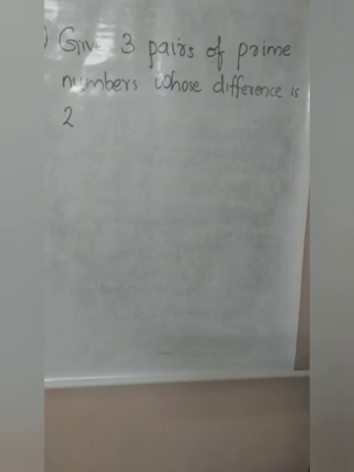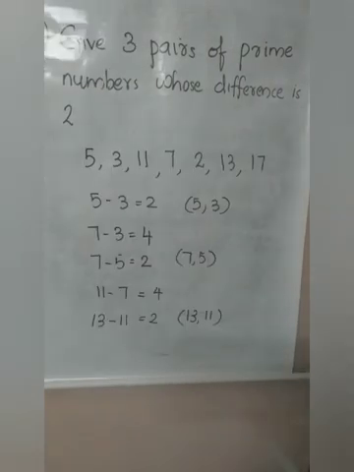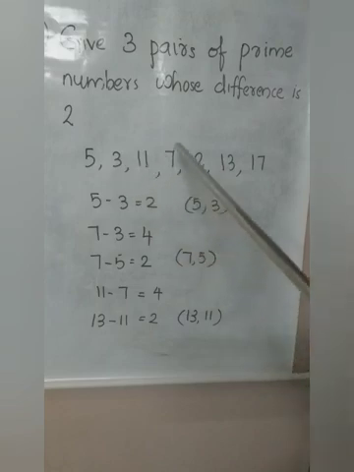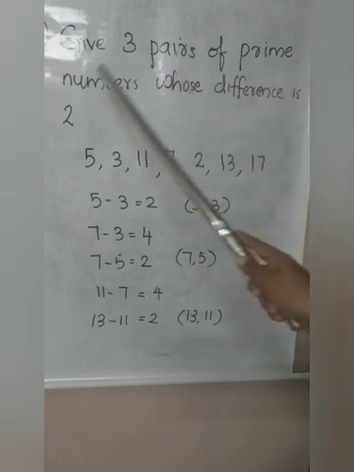So, let's frame some numbers. What numbers? Prime numbers, not normal numbers. Prime numbers whose difference is 2. So, I grouped some prime numbers: 5, 3, 11, 7, 2, 13, 17. Now, what is our condition? The difference should be 2.